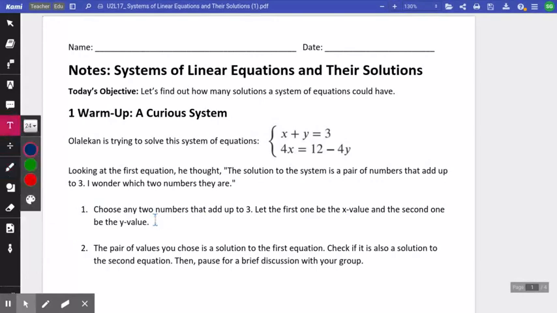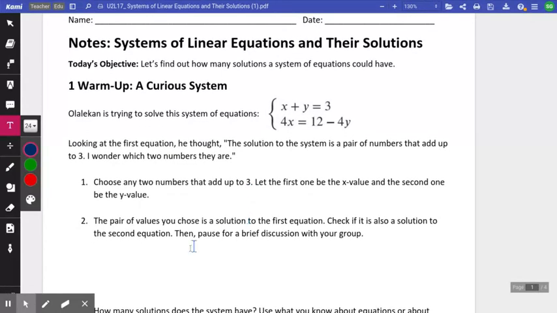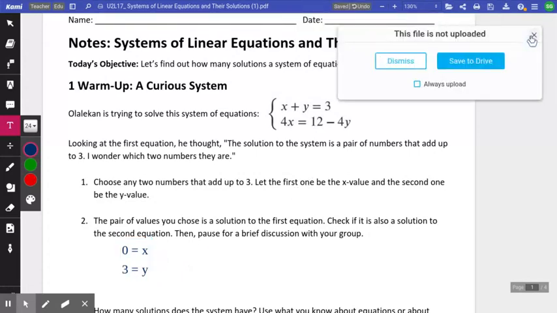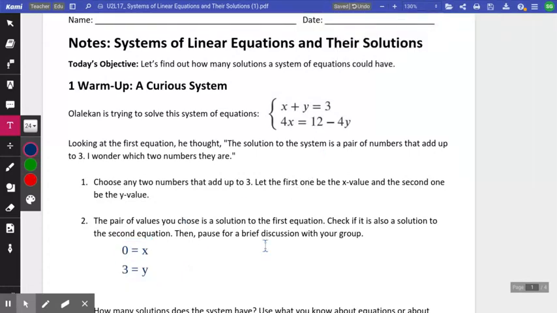All right. Well, number 1 just tells us we need to pick any two numbers that add up to 3. And so depending on who's reading that, there's a lot of different possible pairs of numbers that add up to 3. Maybe you were thinking of the pair of numbers 0 and 3. I'm going to use that pair of numbers. Let's make 0 my x and 3 my y. It tells us based on that pair of numbers we pick, check to see if this pair of numbers is also a solution to that second equation.